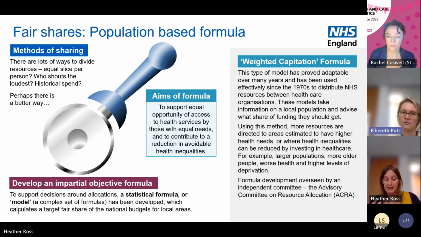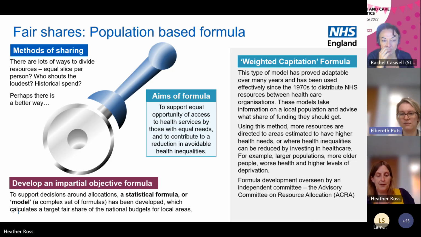And in general, it leads to more resources being directed towards areas with higher health needs, whether that's because they've got a larger population, more older people, a population with worse health or a more deprived population, but also to areas with higher health inequalities or higher unavoidable costs of delivering healthcare.